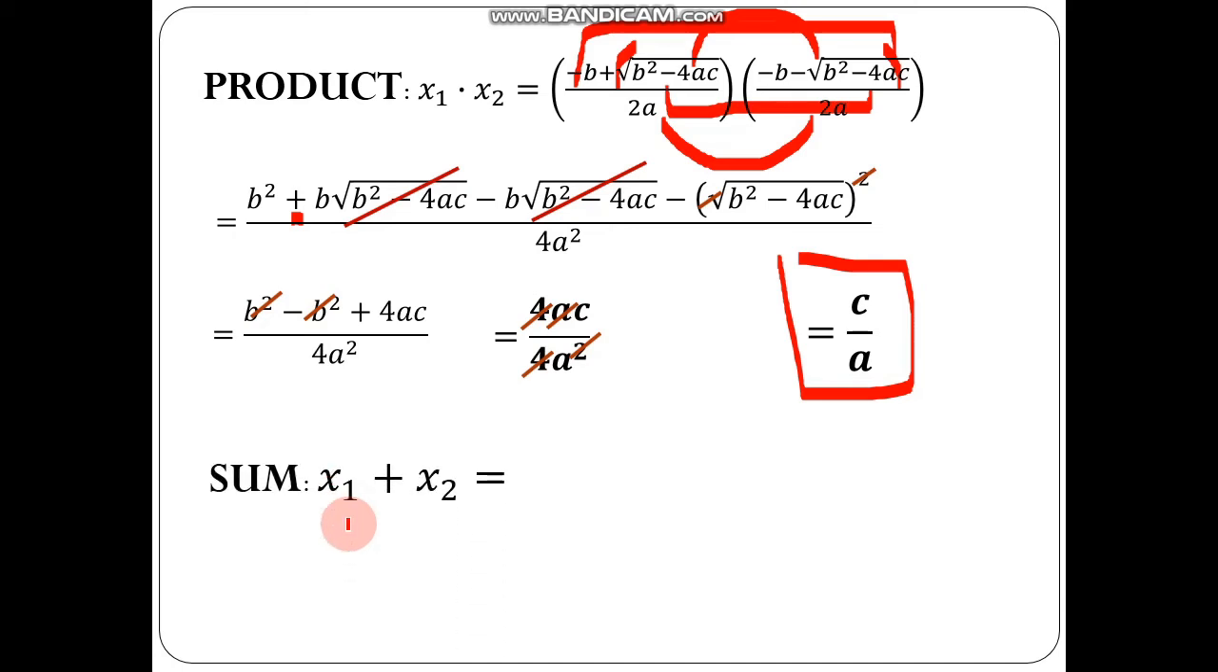Let's have a review again. For the sum, we will use negative b over a, and for the product, we will use c over a. Just memorize this expression, negative b over a and c over a.